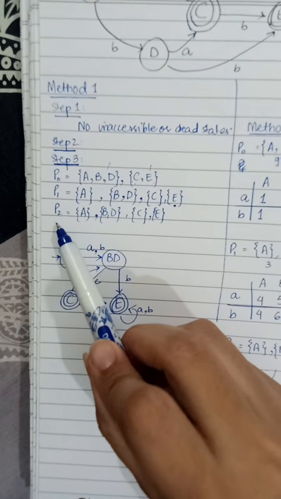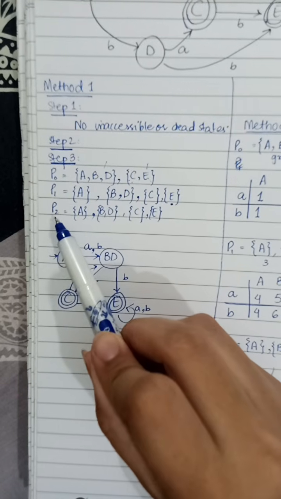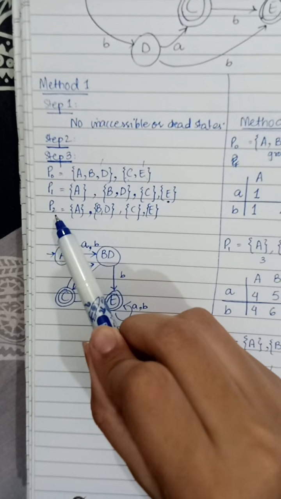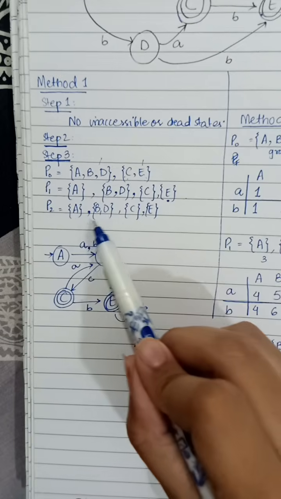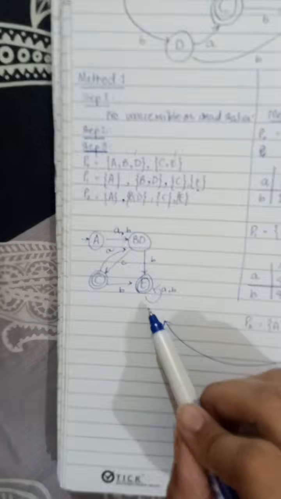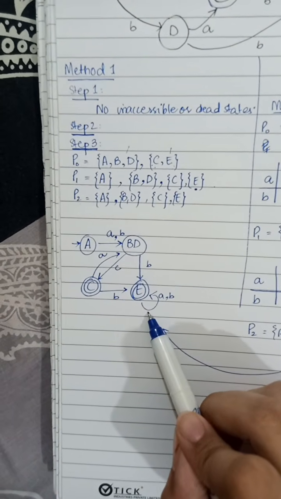Now, since the last step and the second last step have the same states, this is going to be our final minimized form of the DFA.